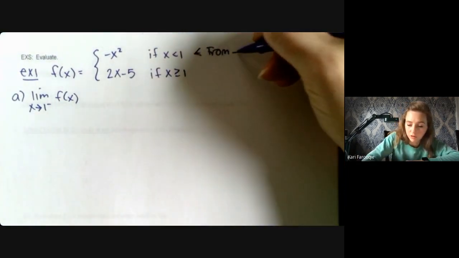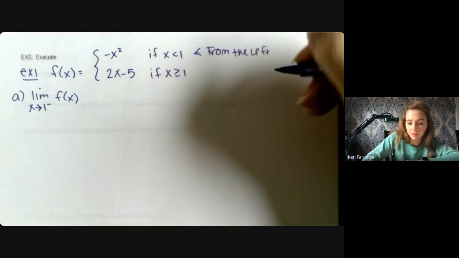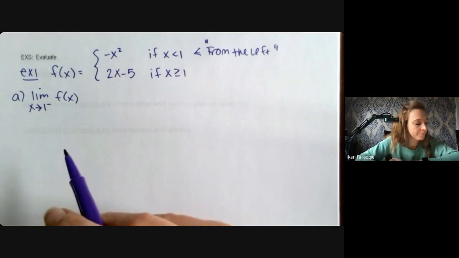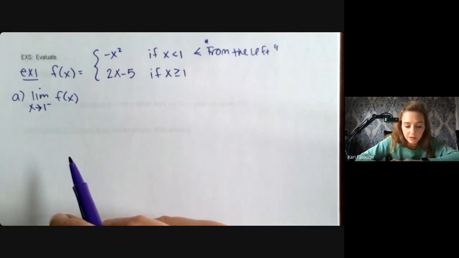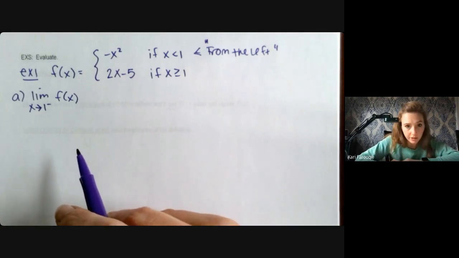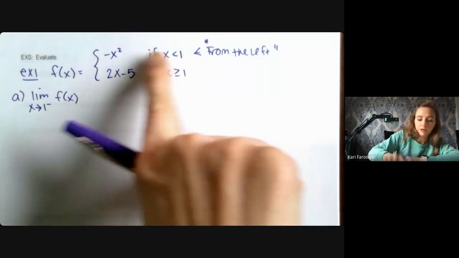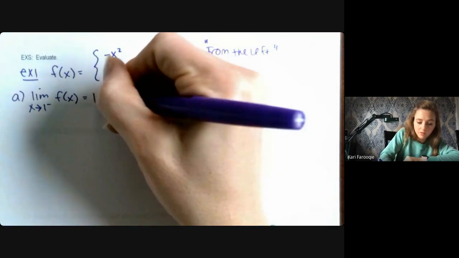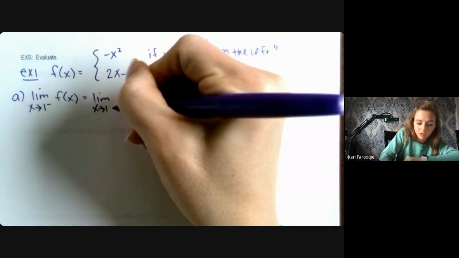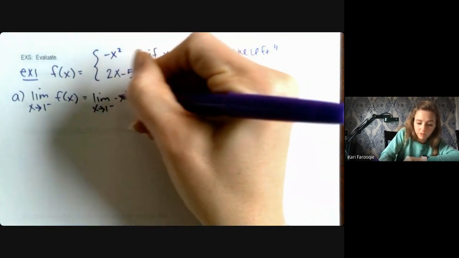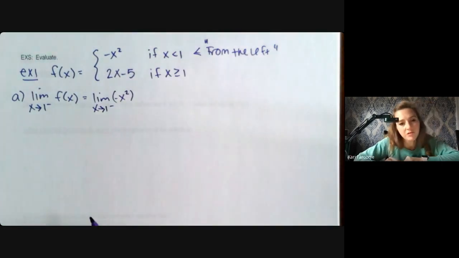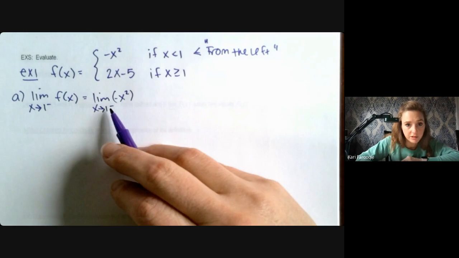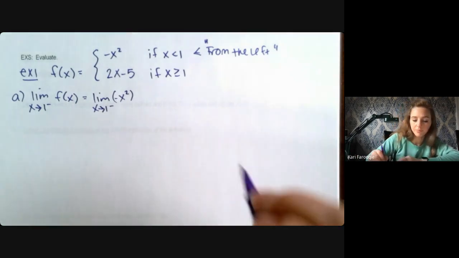This will go with our from the left terminology. So we'll use that. Let's go ahead and evaluate it. So we have negative x squared. So we'll look at the limit as x approaches 1 from the left of negative x squared. I mean, the parentheses are not essential, but I had this negative here for the left, and then I didn't want them to get messed up.